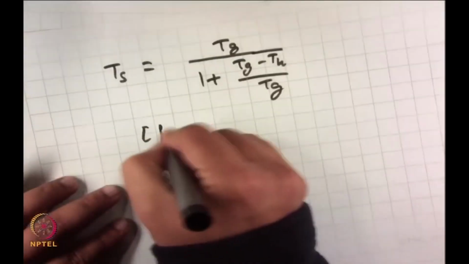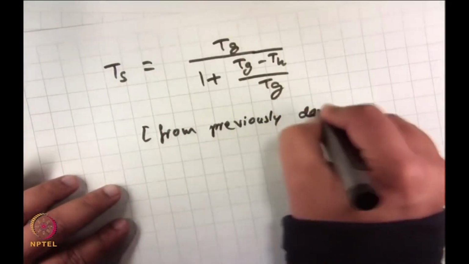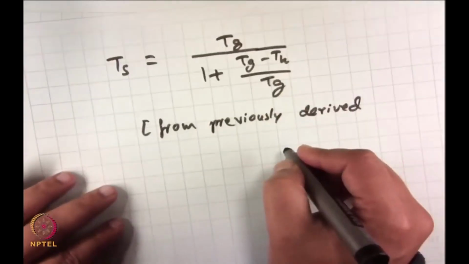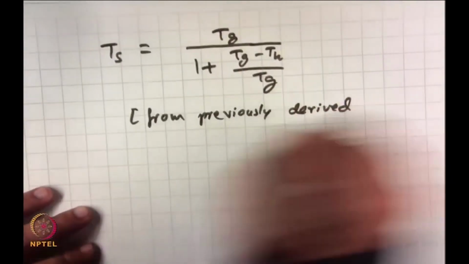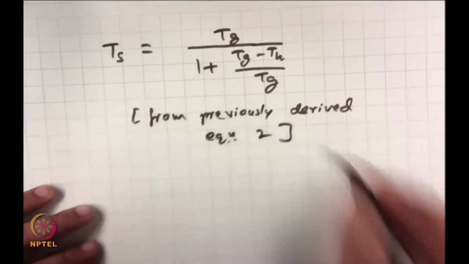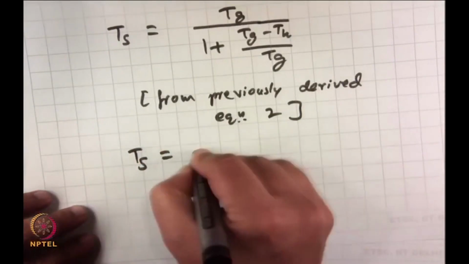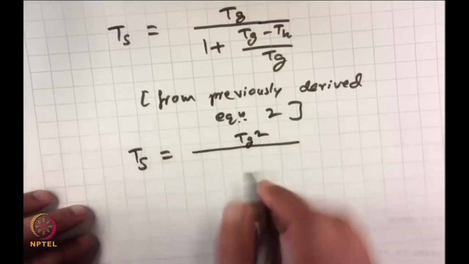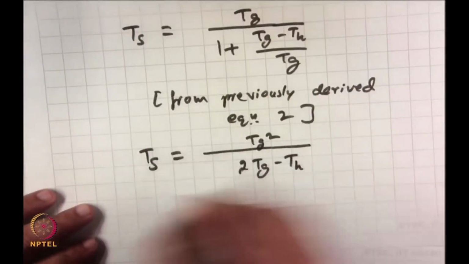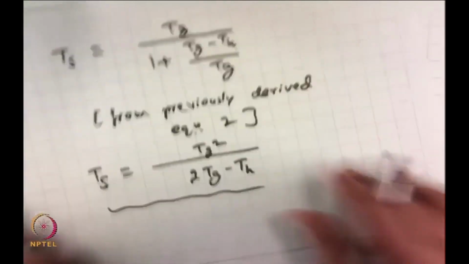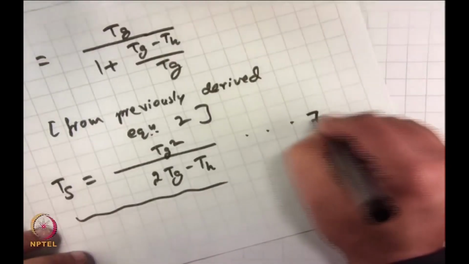So, I can write from the previously derived equation 2, and then we further simplify it. When we simplify it, what do we get? On the numerator we get Tg squared, and on the denominator 2 times (Tg minus Th). So, this we can write as equation number 7.